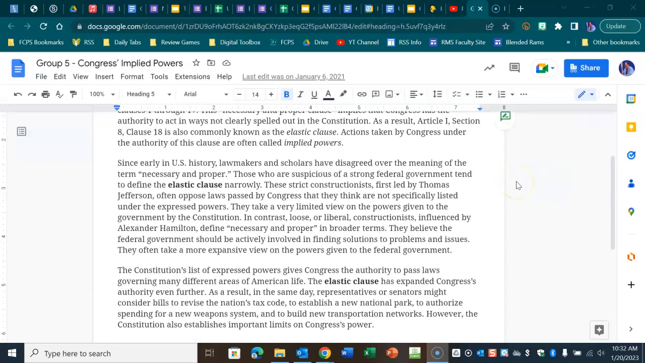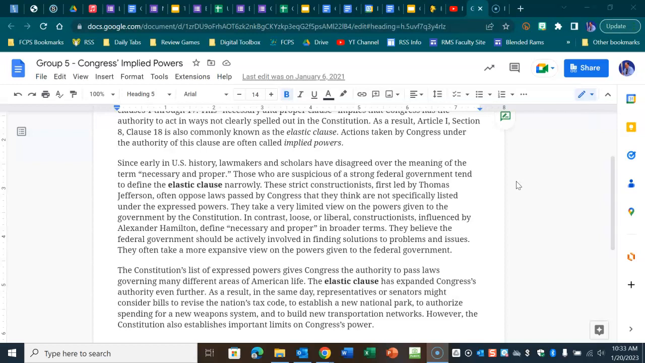Since early in U.S. history, lawmakers and scholars have disagreed over the meaning of the term necessary and proper. Those who are suspicious of a strong federal government tend to define the Elastic Clause narrowly. These strict constructionists, first led by Thomas Jefferson, often oppose laws passed by Congress that they think are not specifically listed in the express powers. They take a very limited view on the powers given to the government by the Constitution.